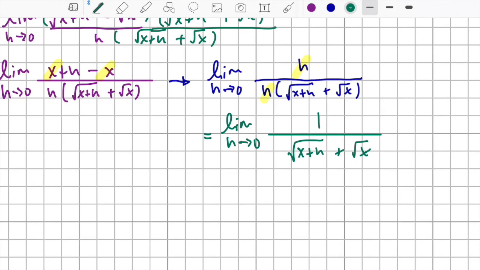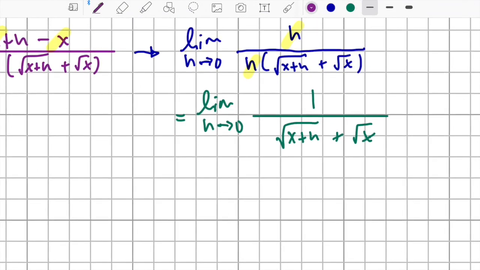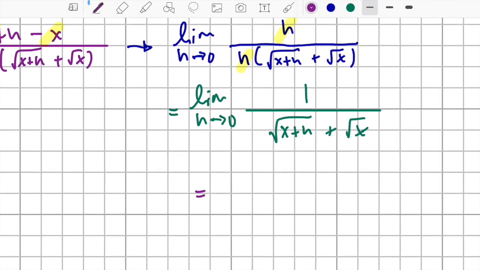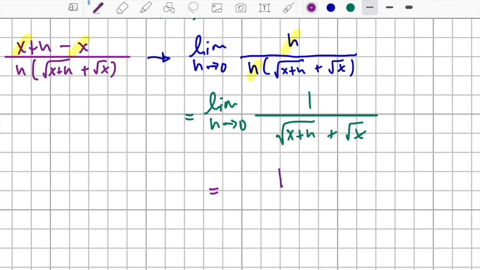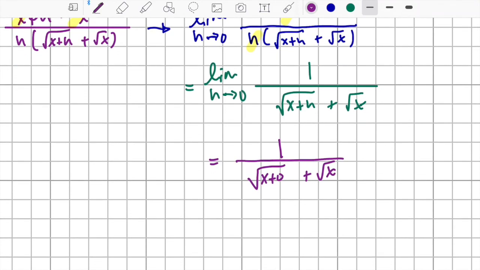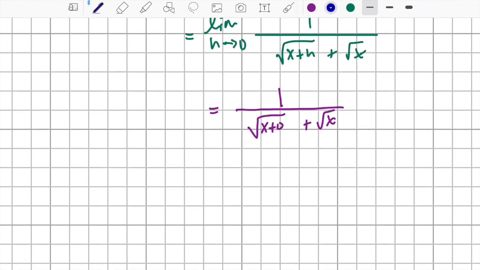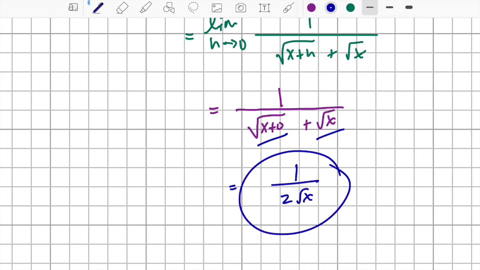Now we can evaluate the limit. This is where the calculus comes in. So what we're going to do is replace the h with 0, and then we do not write the limit sign anymore. So it'll be 1 over the square root of x plus 0 plus the square root of x. Well, the square root of x plus 0 is just the square root of x. So if I have the square root of x plus the square root of x, that gives me 1 over 2 square root of x. And there you go.